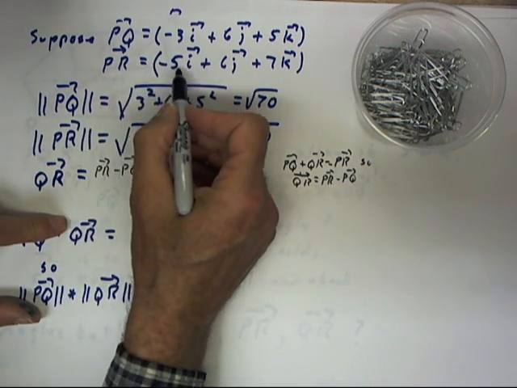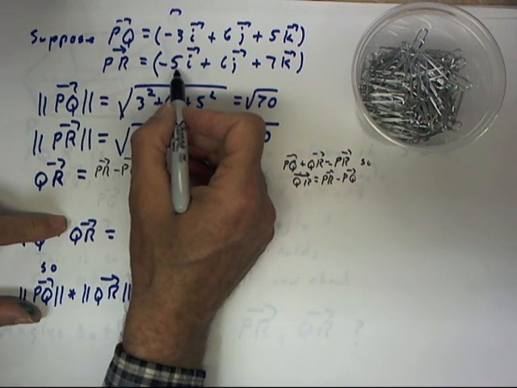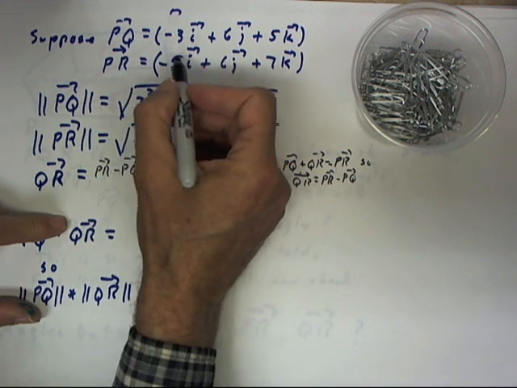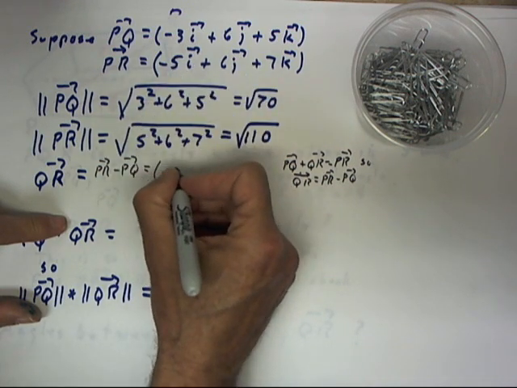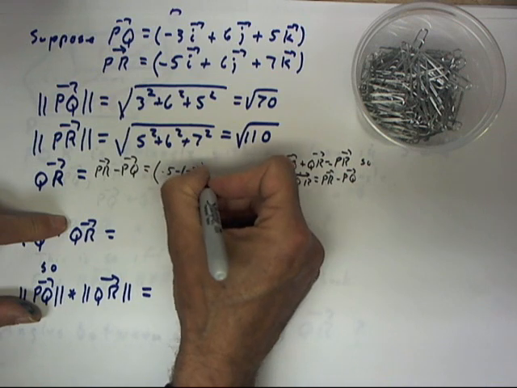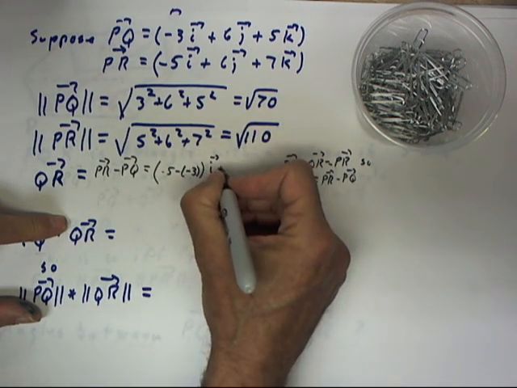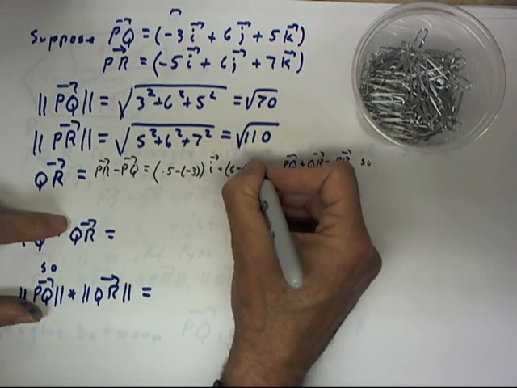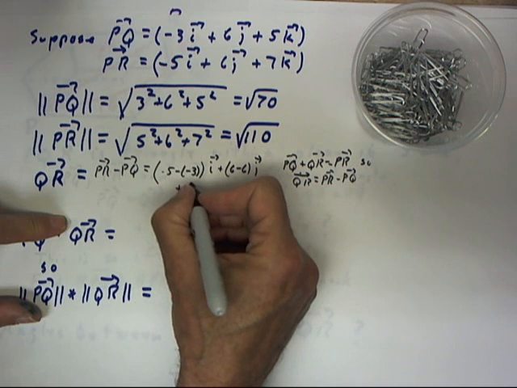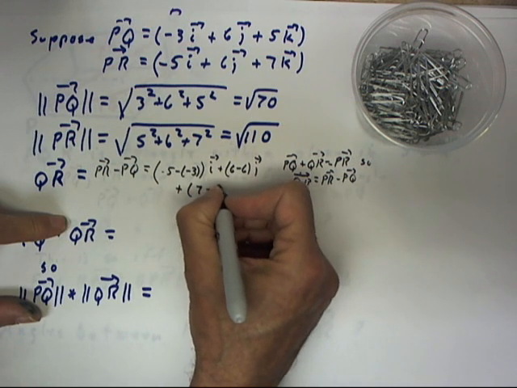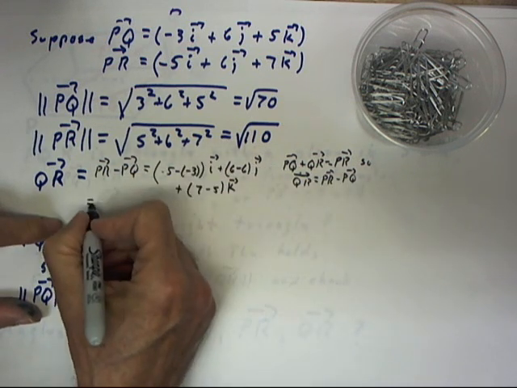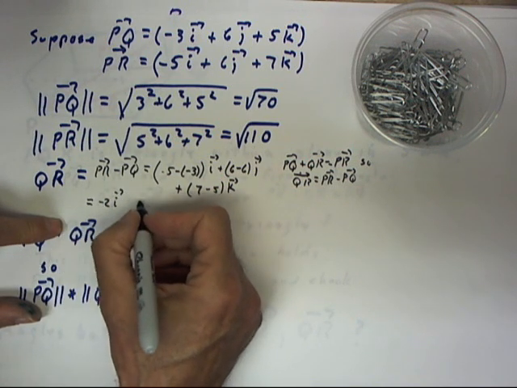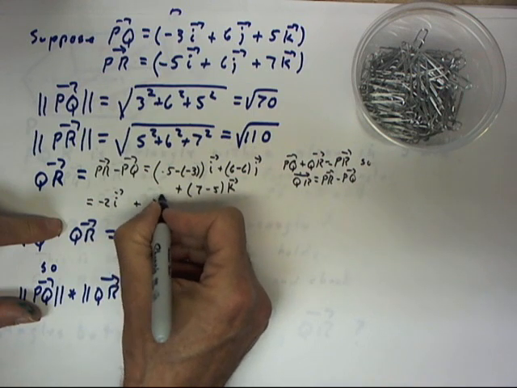Well, PR has an I component of -5, and PQ has an I component of -3. PR minus PQ will have an I component of -5 minus -3. And it'll have a J component, which is 6 minus 6, and a K component of 7 minus 5. So that's going to equal -2I plus 0J plus 2K.